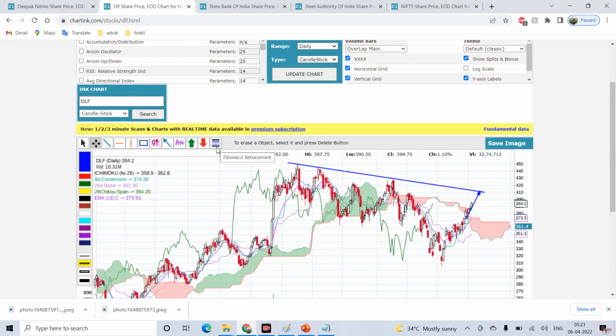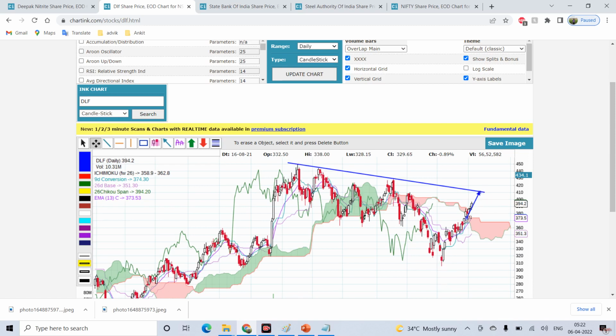Now we'll be taking another example. This time we are taking DLF. This is a daily chart of DLF, and this is around a year of data. If you put together all the tops, it becomes a downtrend line. There are three times when it hit this trend line, and every time it came down, and now, though it made a lower low, it's trying to move higher.